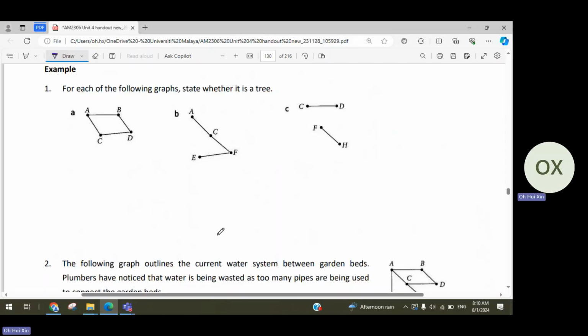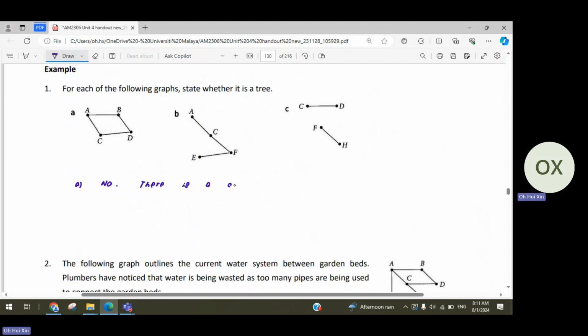Okay, so you should have just finished it. Then after that, we move on to the answer. For the first one, as you can see in the graph itself, you should be able to find a cycle. So that's why this is not a tree. So the answer is no, because there is a cycle.